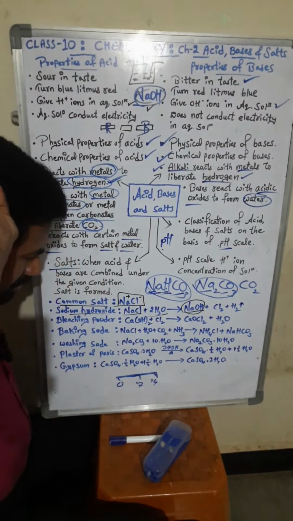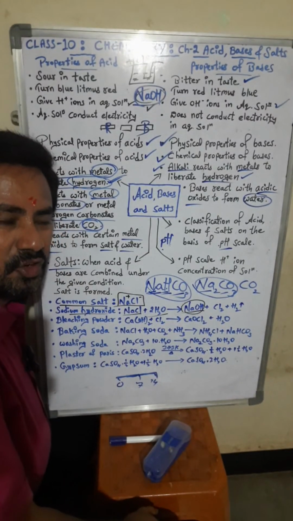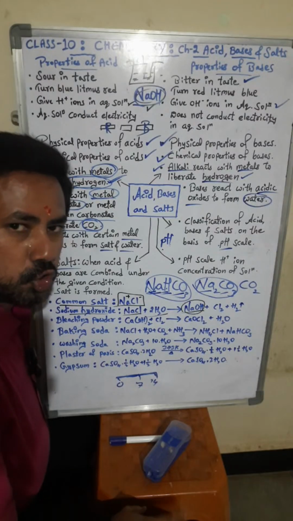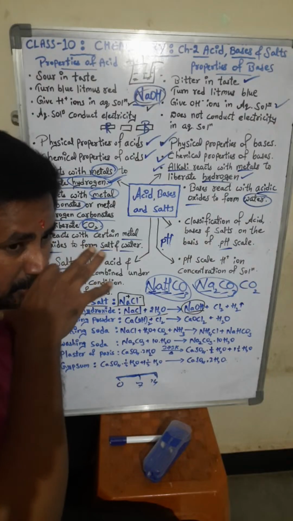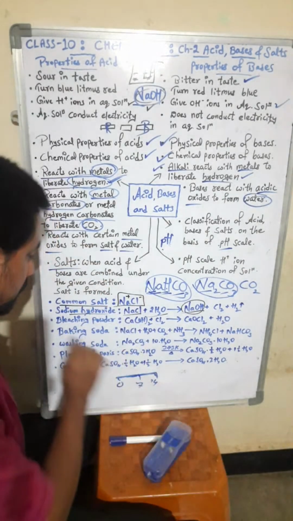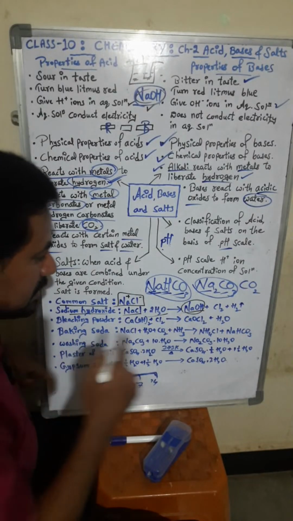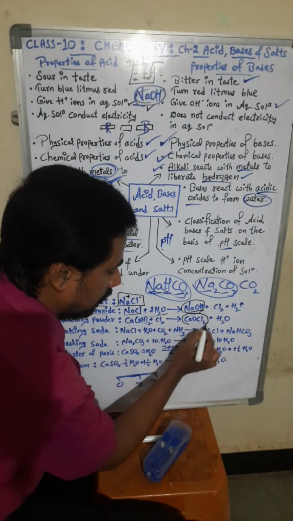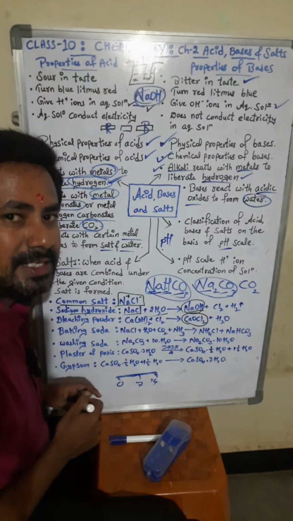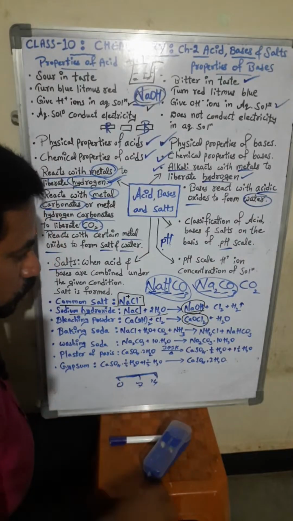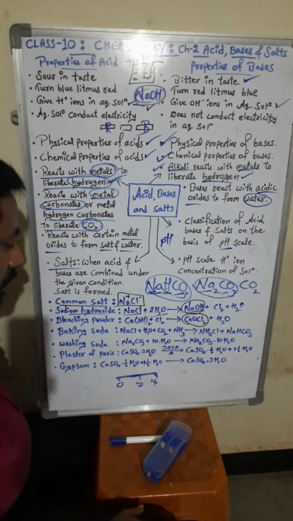Second one is bleaching powder. Bleaching powder, what is that, sir? It is used for cleaning purposes, for cleaning washrooms. What is the formula of bleaching powder? CaOCl2 is the formula of bleaching powder. You have to learn this by heart. CaOCl2, bleaching powder. How is it formed?